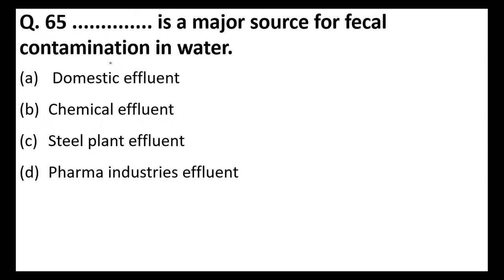Dash is a major source of fecal contamination in water: domestic effluent, chemical effluent, steel plant, or pharma industries effluents. So effluent means the waste that is being disposed. The right answer is domestic waste, the major source of fecal contamination that comes into water.